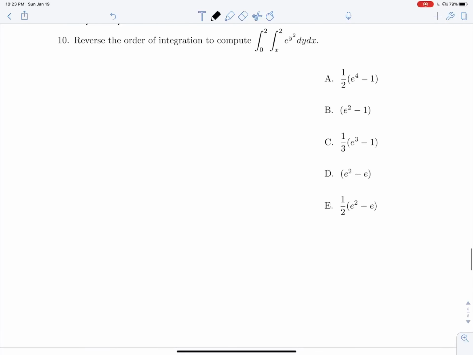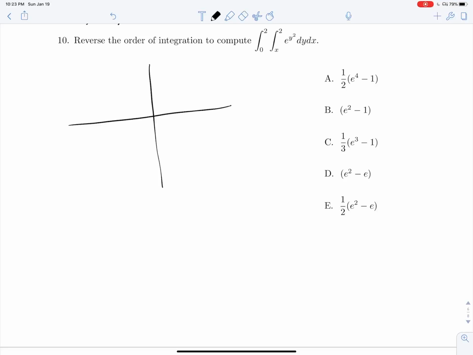Question 10, let's reverse the order of integration and compute this integral right here. Oh wait, sorry, I forgot. This is not on your exam. You'll learn this like a week and a half after your exam. But if you want to stick around, feel free. I definitely won't blame you if you go look at something else. But I could use the practice, so let's do it. Let's reverse the order of integration.